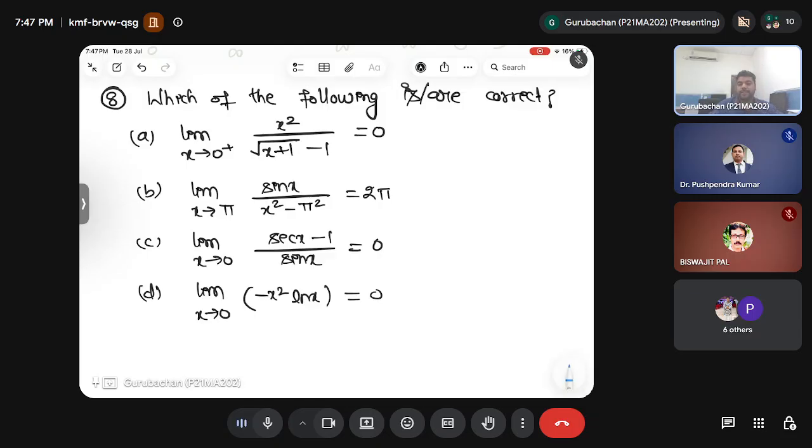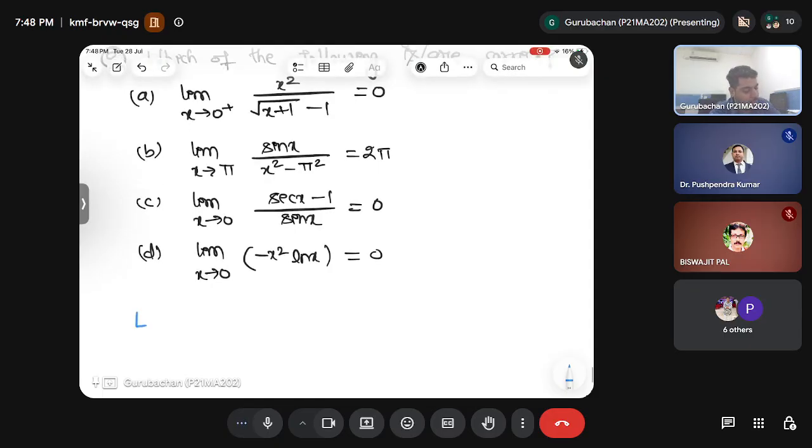So we need to calculate these limits by recognizing the indeterminate form and applying the L'Hopital rule. So let me tell you what the L'Hopital rule is.